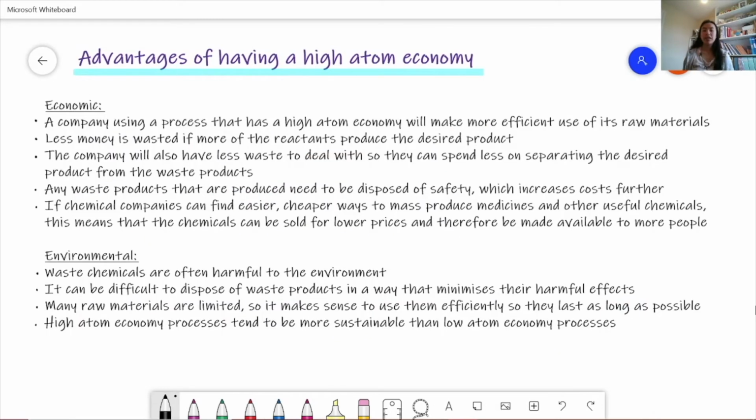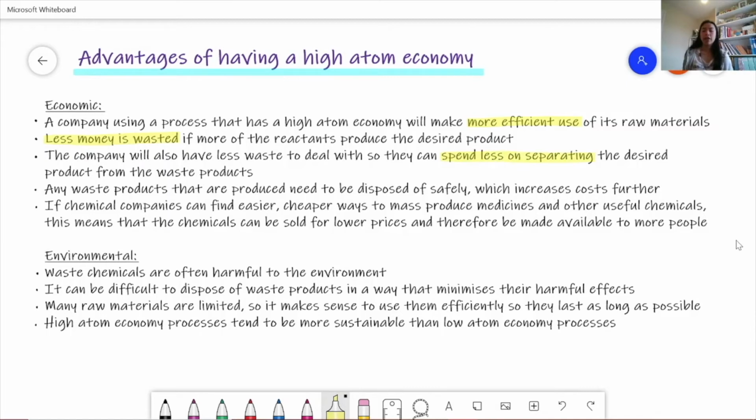So now we're going to have a look at some advantages of having a high atom economy. So firstly, we're going to look at some economic advantages. A company using a process that has a high atom economy will make more efficient use of its raw materials. And so less money is wasted if more of the reactants actually produce the desired product instead of producing lots of byproducts. And the company will also have less waste to deal with, and so they can spend less on separating the desired product from the waste products.